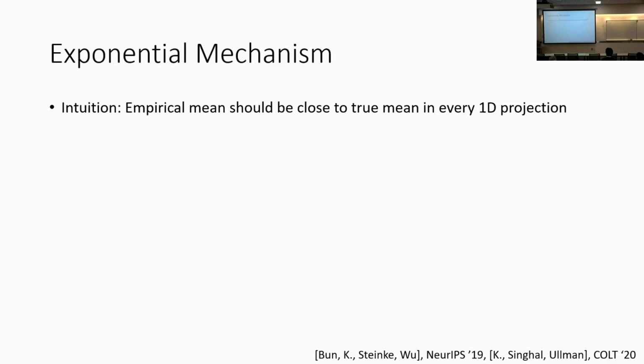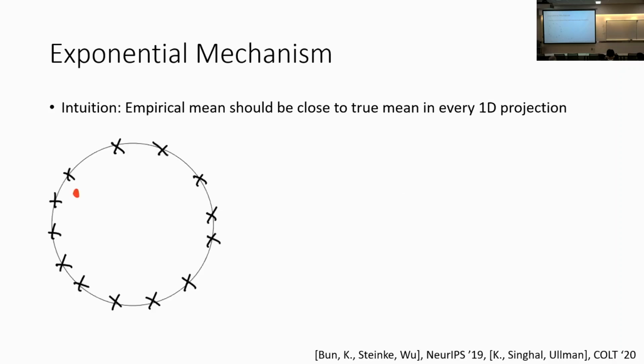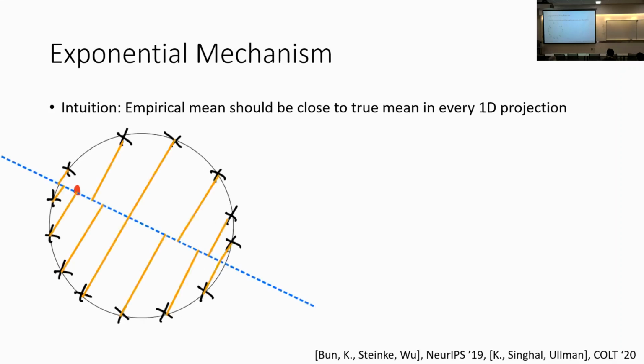So the intuition that we're going to try to exploit here is the fact that the empirical mean should be close to the true mean in every 1D projection. This is a fact, I'll tell you, and that's the intuition we're going to try to use. So for example, suppose here's our high dimensional data set. You have data points in some sort of spherical shell. And this point here in red, if I told you, hey, this is the mean, you'd very quickly call me out and say, no, that's not the mean, because here's a 1D projection, and you can see in this 1D projection, it's not at all in the center of the data set. It's very far off to one side. So this is evidence that this is not a good mean.